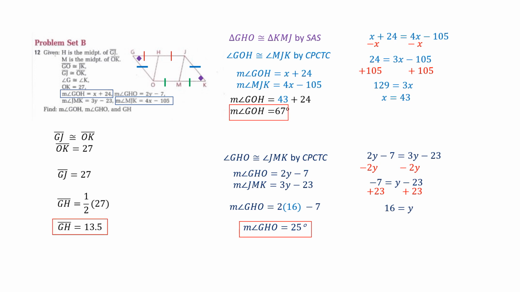There you go. We found all three things that they wanted. It took a little bit of time, but it wasn't too difficult. Just remember, you need to find your corresponding parts of congruent triangles, and to do that, you need to find congruent triangles. I hope that helped.